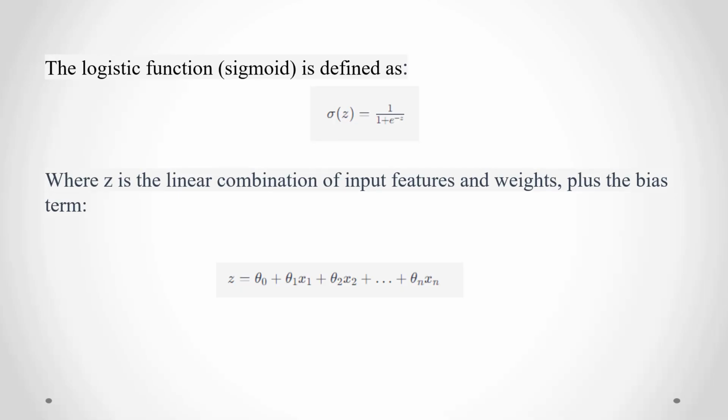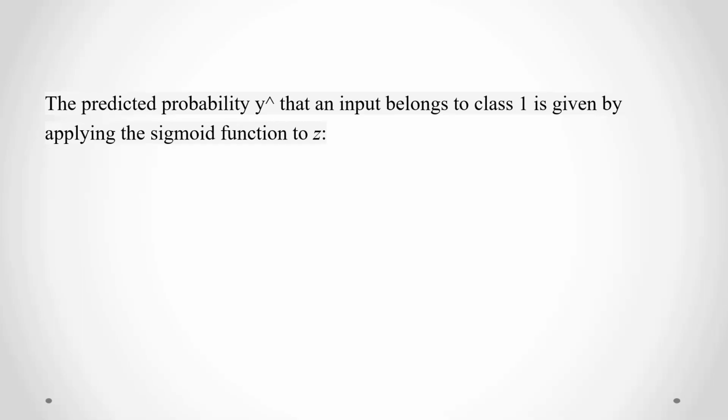that we can say z is equal to theta 0 plus theta 1 x1 plus theta 2 x2 plus dot dot plus theta n xn. Here theta represents the weights of the features and x represents the input features. The predicted probability y hat that an input belongs to class 1 is given by applying the sigmoid function to z. Y hat is equal to sigma of z equal to 1 upon 1 plus e to the power minus z.